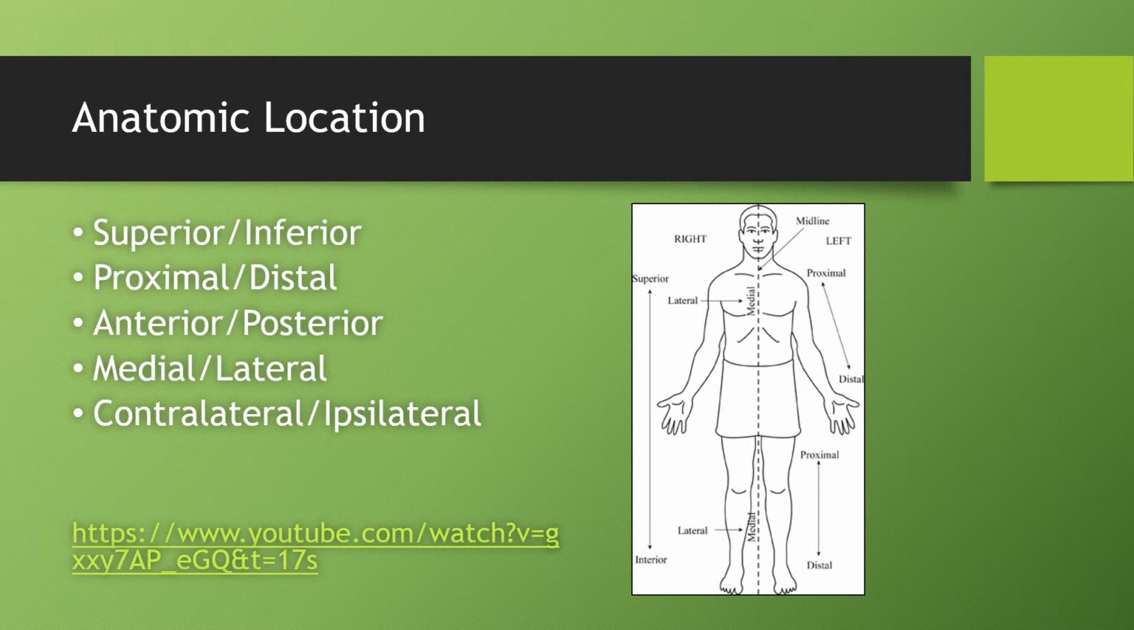distal refers to a position away from the center, anterior refers to a position on or toward the front of the body, posterior refers to a position on or toward the back, medial refers to a position relatively closer to the midline of the body, lateral refers to a position relatively farther away from the midline or toward the outside. Contralateral refers to a position on the opposite side of the body. And finally, ipsilateral refers to a position on the same side.